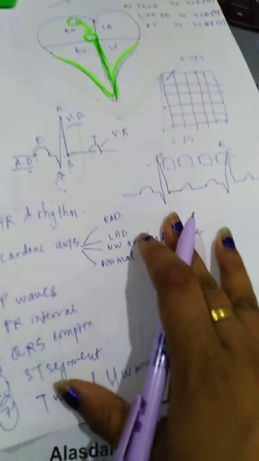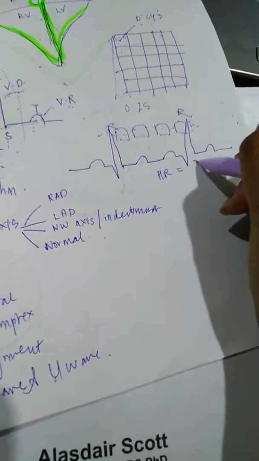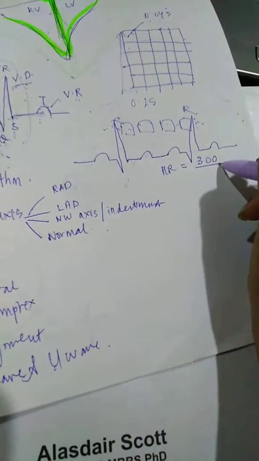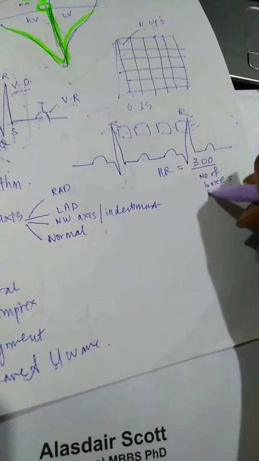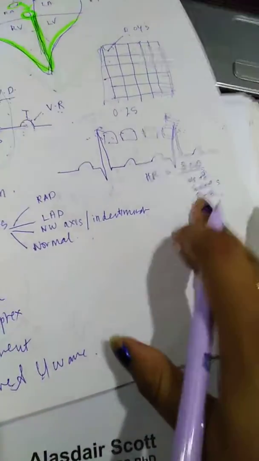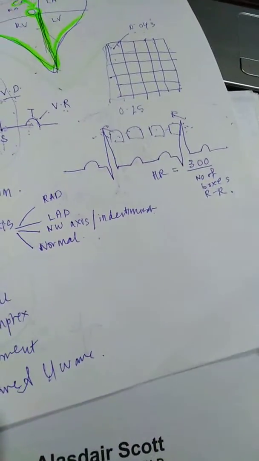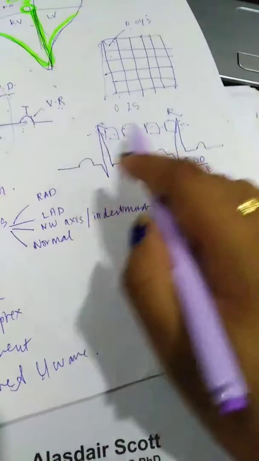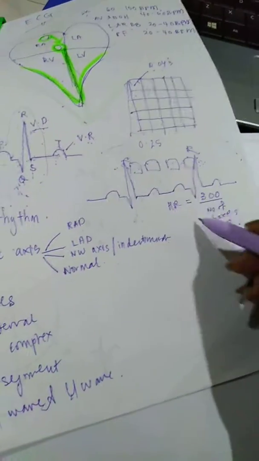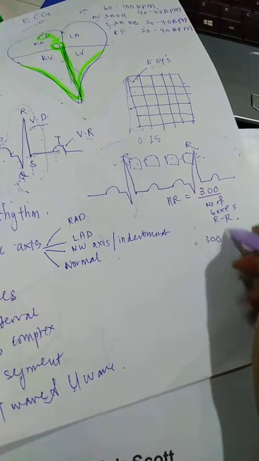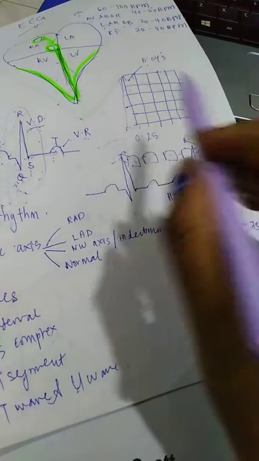In case you have a regular rhythm, you use the formula: heart rate equals 300 divided by the number of boxes between your R to R interval. This formula is only used if the entire rhythm is regular. How do you know if it's regular? Your R to R interval should be the same in every R to R interval. For example, if you get 4 boxes, 300 divided by 4 is 75 beats per minute. So the patient has a normal heart rate of 75 beats per minute.